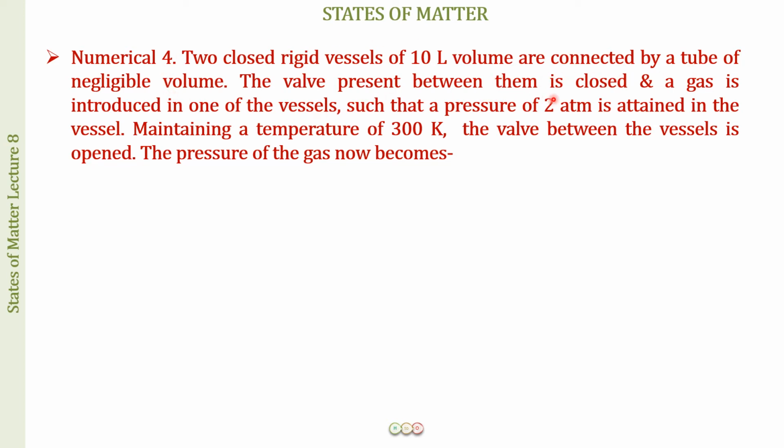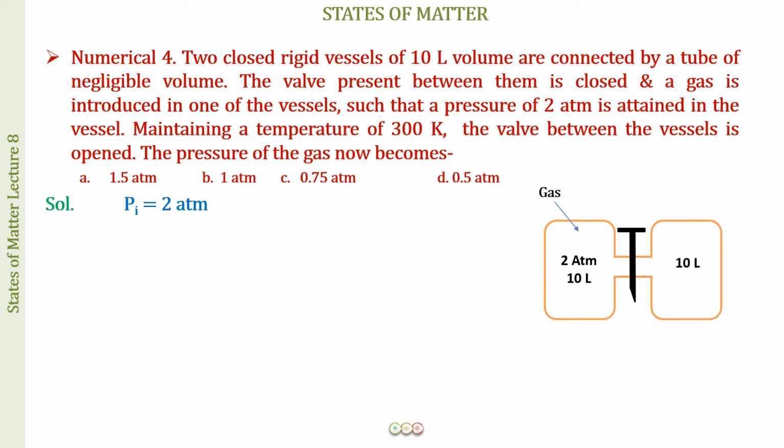The valve present between them is closed and a gas is introduced in one of the vessels such that a pressure of 2 atmosphere is attained in the vessel. Maintaining a temperature of 300 Kelvin, the valve between the vessels is opened and now the pressure of the gas becomes 1.5 atmosphere, 1 atmosphere, 0.75 atmosphere or 0.5 atmosphere. So if you pause the lecture and now you are switching it back, let us see the solution.